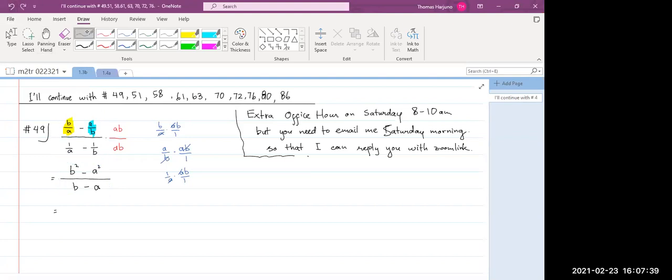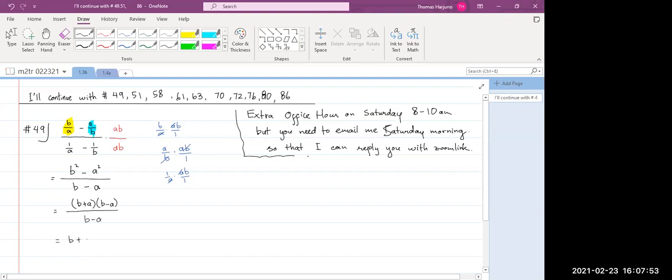Then from there we go on. On the top, it happens to be a difference of squares. So b plus a times b minus a divided by b minus a, that will be b plus a.